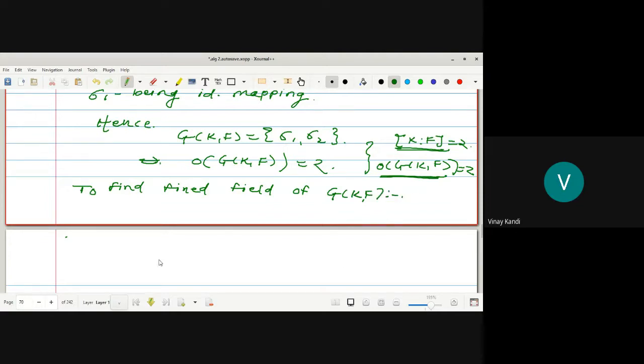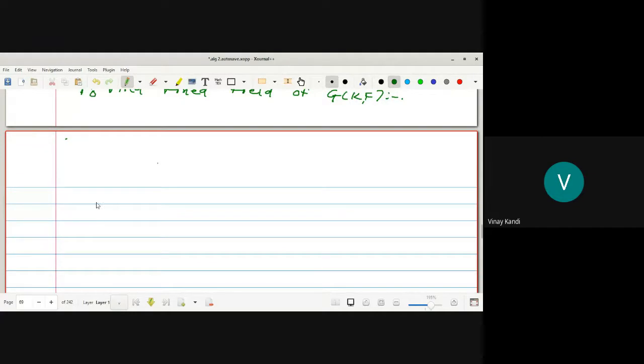We know that the fixed field of GKF always contains F. What is the reason? Because every element that belongs to GKF leaves every element of F fixed. We take an automorphism in GKF that fixes F. Hence F must be contained in the fixed field of GKF.